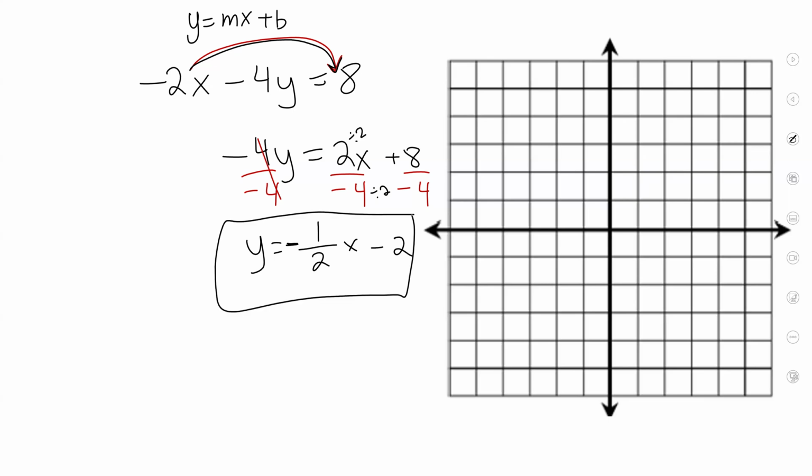Now that it's in mx plus b form, we can go ahead and graph it. This is the y-intercept. So that means you need to go to -2 and put a point there. This is where we start. So my slope is -1 over 2. So down 1 over 2. Down 1 over 2. Just like this. You can also go the other direction. So this is your line. And the line is decreasing. It's going down because your slope is negative.